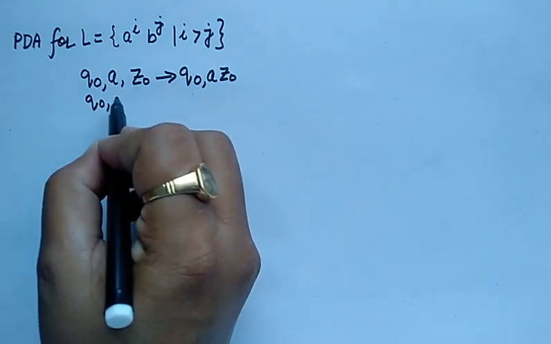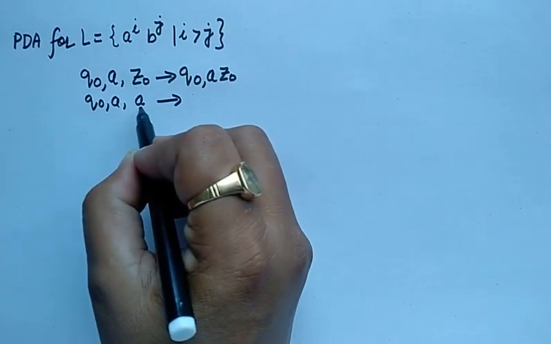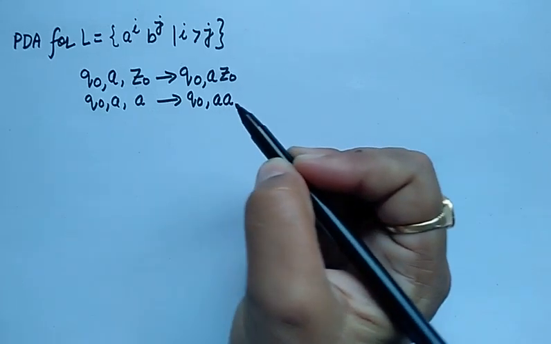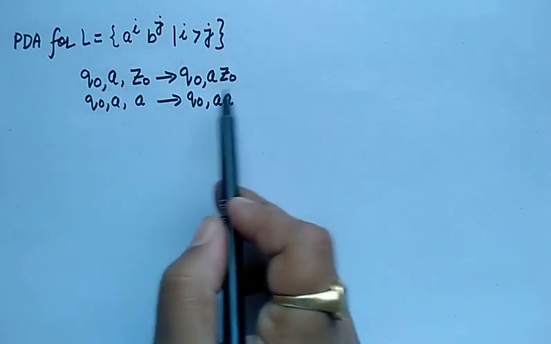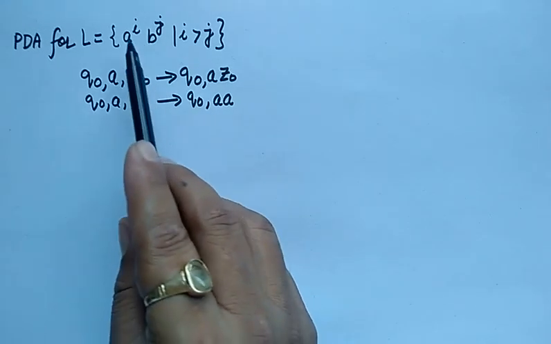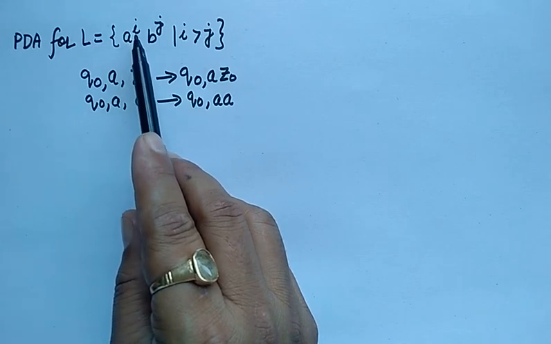Then for the second A, we will get A at the top. We will push this A also. So after reading all the A's, we will have pushed all the A's into the stack. So if there are I A's, the stack will contain I number of A's.